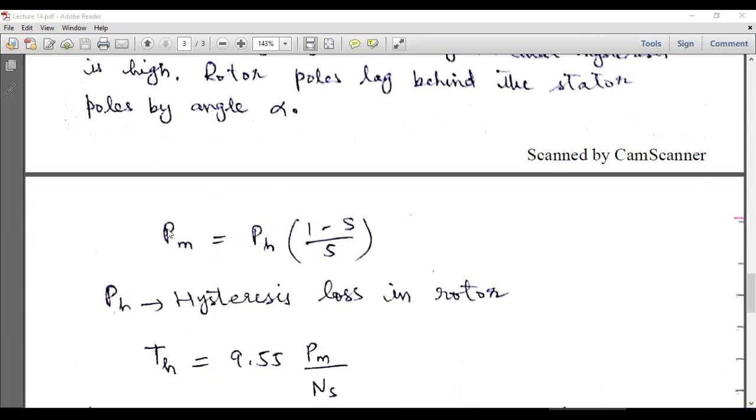The motor power in this case is equal to the hysteresis loss times (1 minus S) over S. Here S is the slip. So this motor always offers a slip, and the greater the hysteresis loss in the rotor, the greater will be the acquired output power. The torque of the hysteresis motor is equal to 9.55 times mechanical power divided by the synchronous speed.